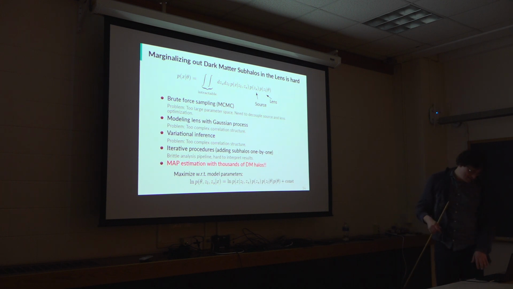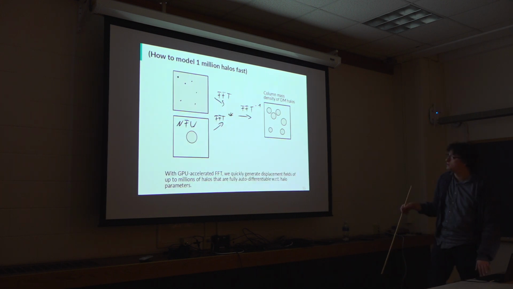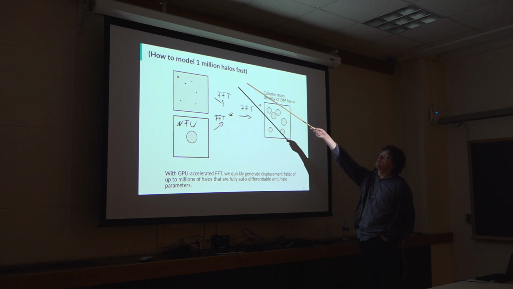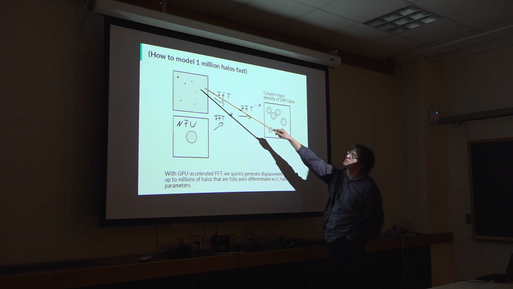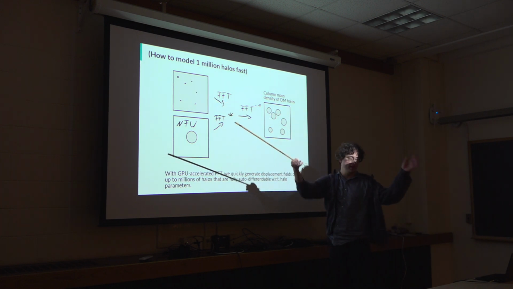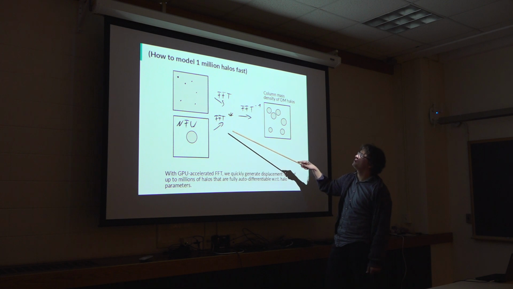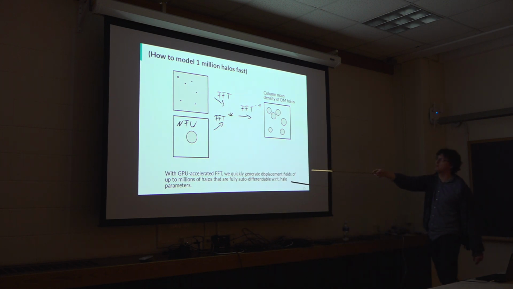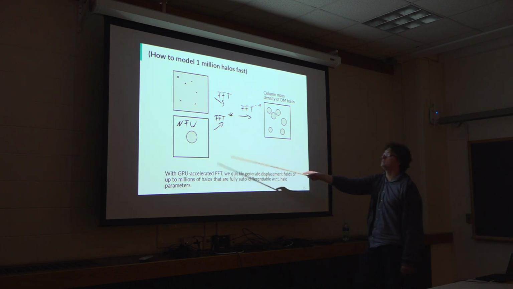So the task was to write an analysis pipeline that doesn't linearly scale with the number of subhalos that we include. And that's surprisingly simple if you use PyTorch, because we just use fast Fourier transform on CUDA, on GPU, and that is blazing fast. So we can literally simulate millions of halos really fast by just putting lots of little dots in a big image, then fast Fourier transform and multiply with the fast Fourier transform of an NFW halo, or the displacement field of this, and then fast Fourier transform back.